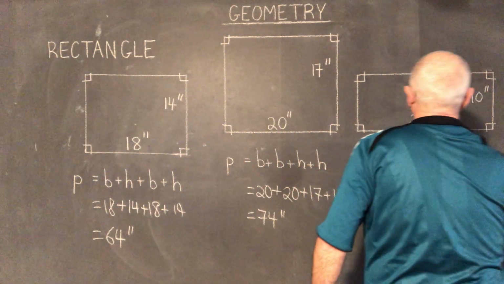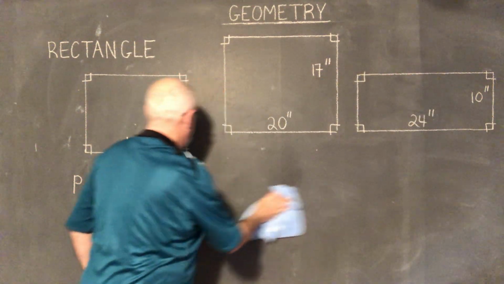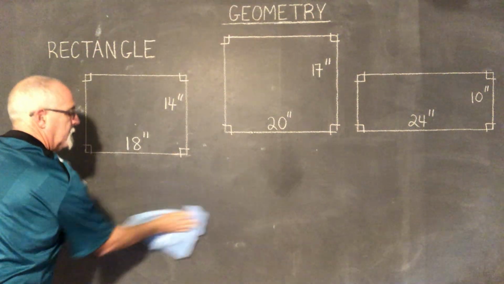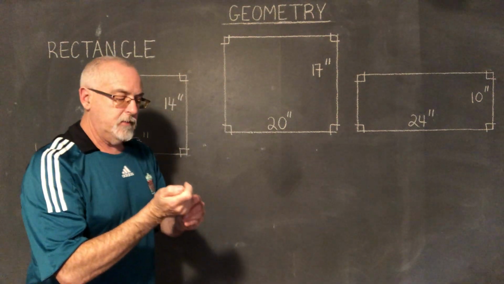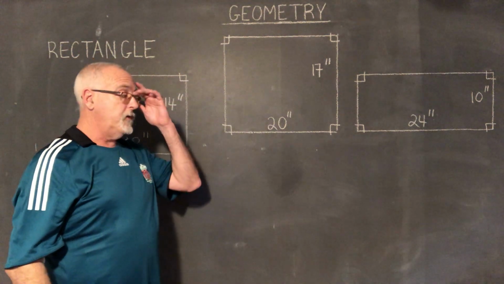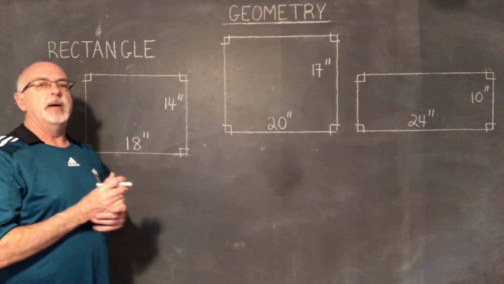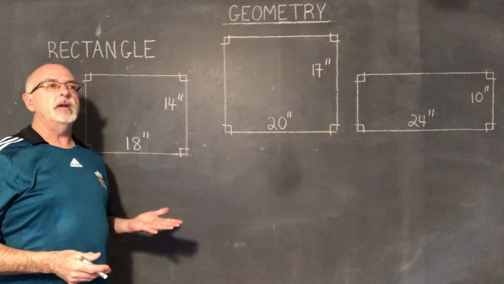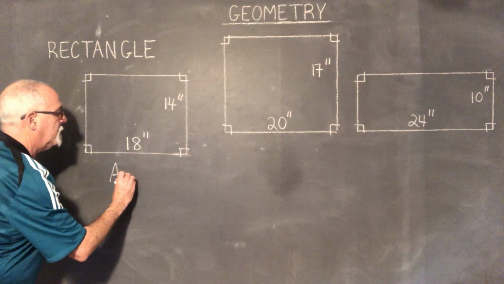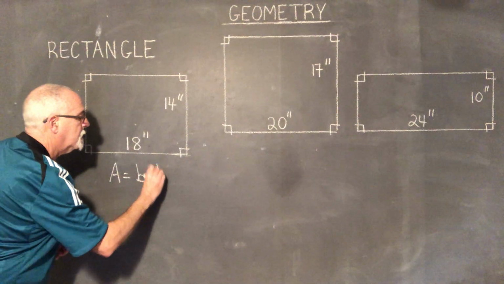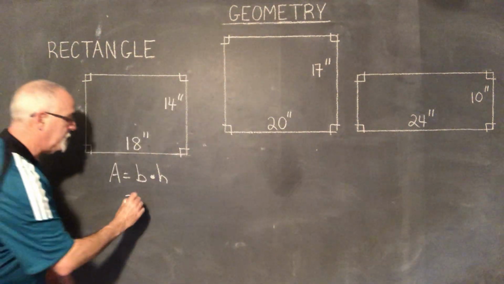Okay, erase, erase, and erase. Now the area of a rectangle is a fairly straightforward formula, which you probably have already seen, and which people tend to memorize early on in their geometry career and then never forget, because it is quite simple. So the area is equal to the base times the height, which is going to be, in this case, 18 times 14.